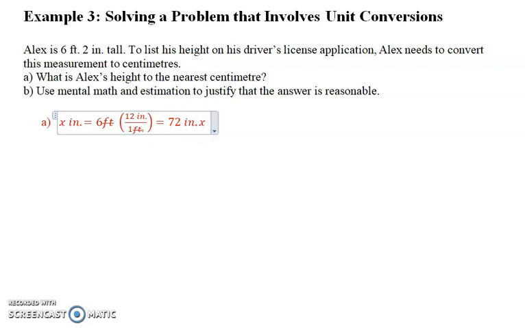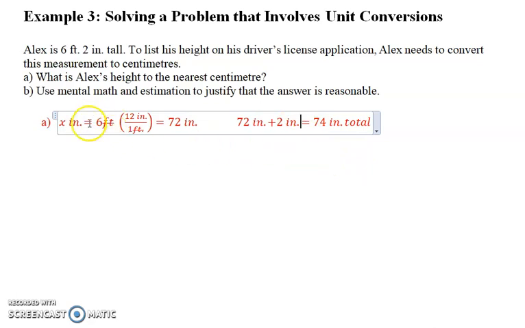And then to get the total value there, all we need to do now is take the 72 inches, add the 2 inches that we had in the beginning to equal 74 inches total. Right? Because it was 6 feet 2 inches, so we take the feet and change those to inches, then we add on the inches that we already had to get a total of 74 inches. That means that 6 feet 2 inches is equivalent to 74 inches.